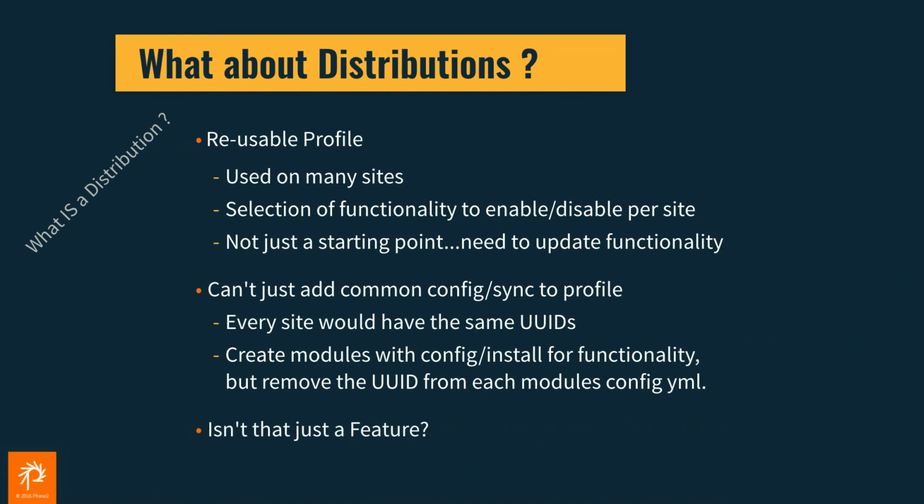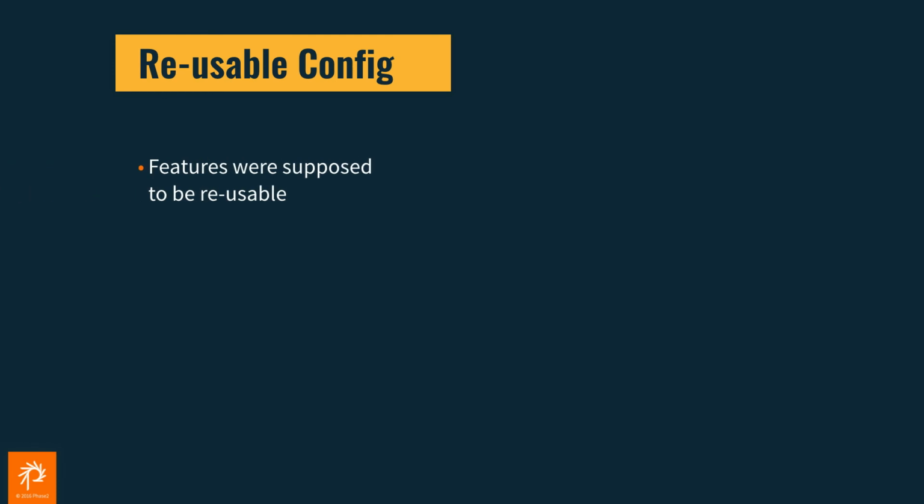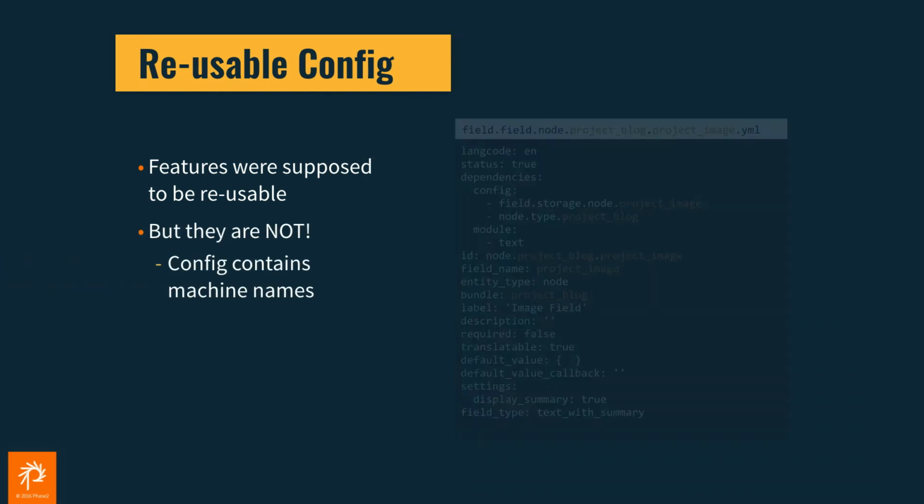But isn't that just what features does? And so why not use features? So the problem is features were supposed to be reusable, and I'm going to have to wrap up, so I'm going to go through this stuff pretty fast, because this could be a whole talk on itself. This is what I'm working on today. Features were supposed to be reusable, but they're not.